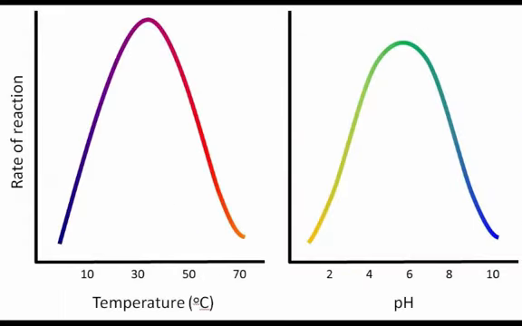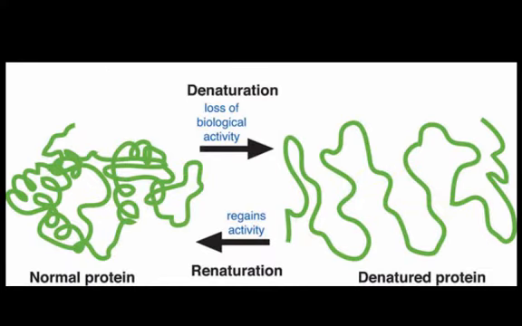Temperature and pH both have an effect on how well the enzymes will perform. At extremes, the effectiveness of the enzyme will decrease. Denaturation is when the protein loses its shape and function due to heat or pH changes.